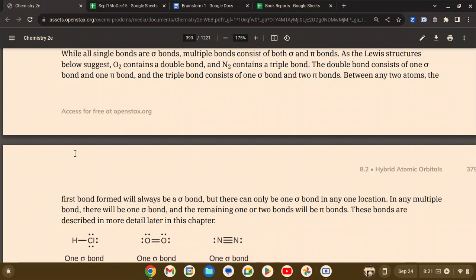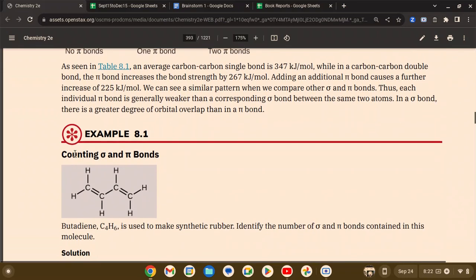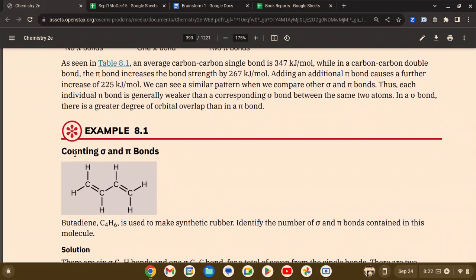In any multiple bonds, there will be one sigma bond, and the remaining one or two bonds will be pi bonds. These bonds are described in more detail later in this chapter. As seen in Table 8.1, an average carbon-carbon single bond is 347 kilojoules per mole, while in a carbon-carbon double bond, the pi bond increases the bond strength by 267 kilojoules per mole. Adding an additional pi bond causes a further increase of 225 kilojoules per mole.